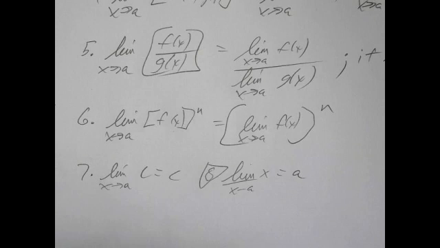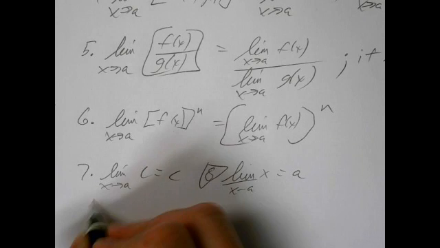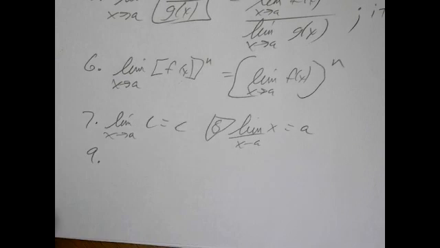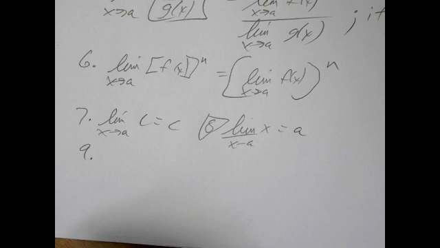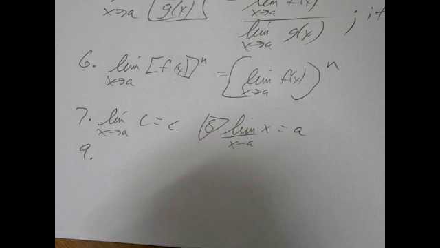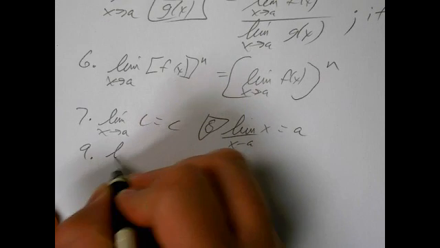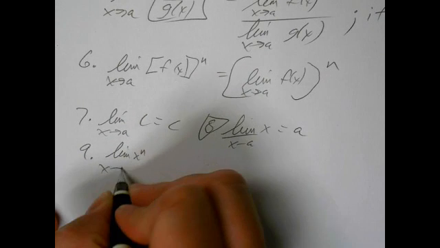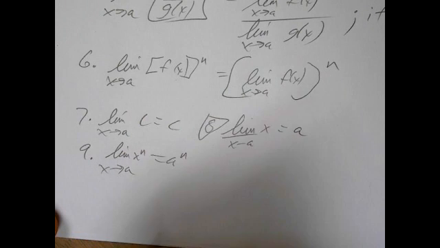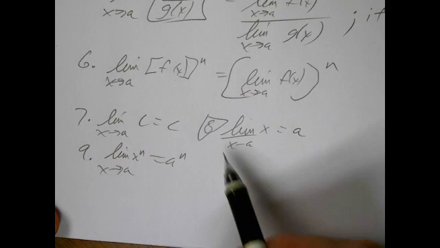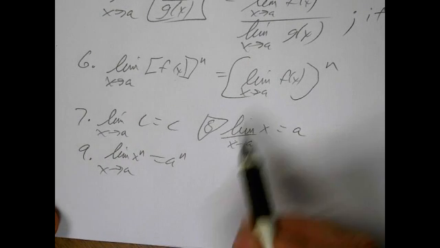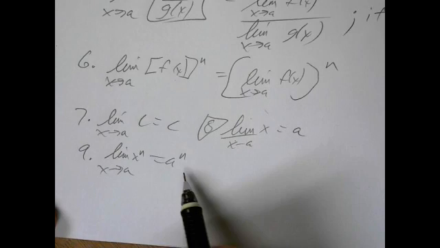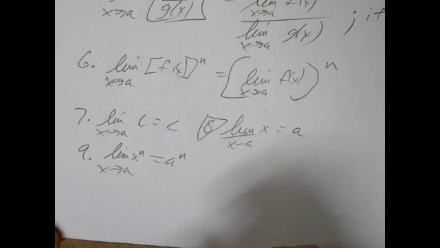As a matter of fact, if you use 6, 7, and 8 together, you get number 9. So 9 really doesn't have to be stated. It's actually already, subtly, covered under 6, 7, and 8. The limit of x to the n as x approaches a is a to the n. So again, as you can see, they're using 8 and 6 together to make this happen. So that's not something all by itself.